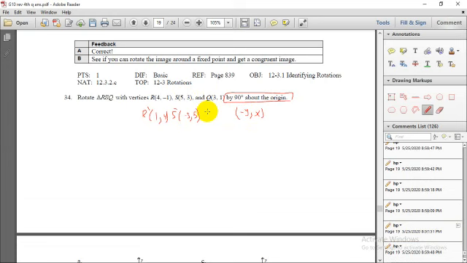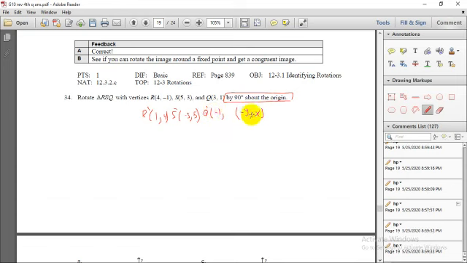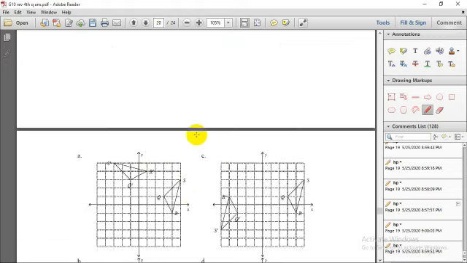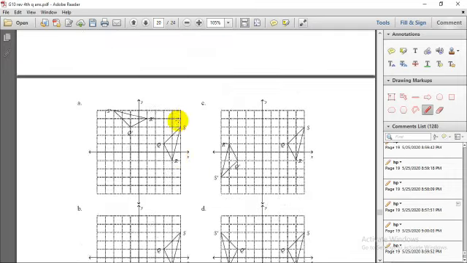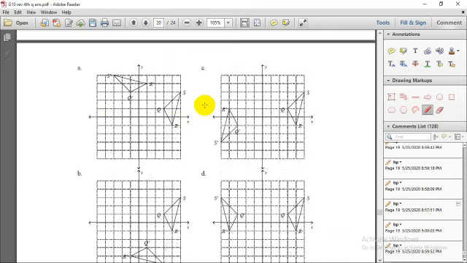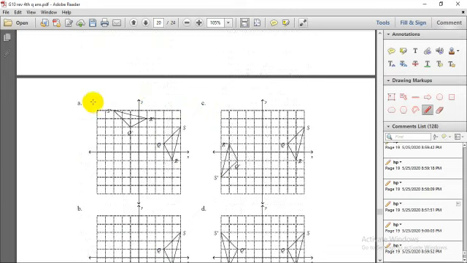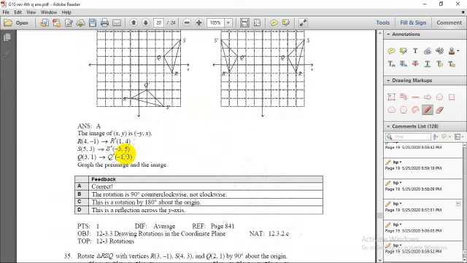Very good. Let's see q dash. It will be negative y, which is negative 1, and x, which is 3. So now I have the image. Now you can plot the pre-image and image, and see which one is here. Okay? I have the points, and you can plot it on the coordinate plane and see which one is here. So it will be A. Okay? Very good.